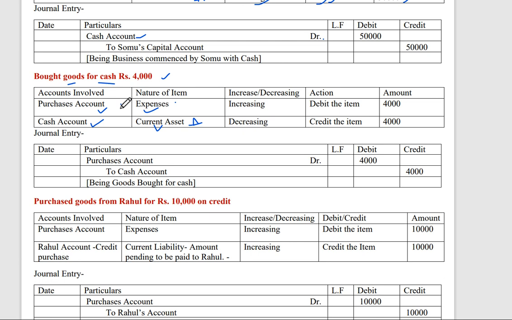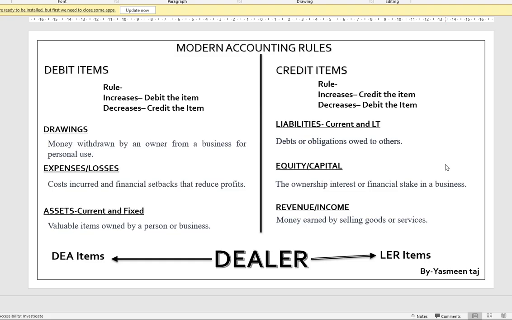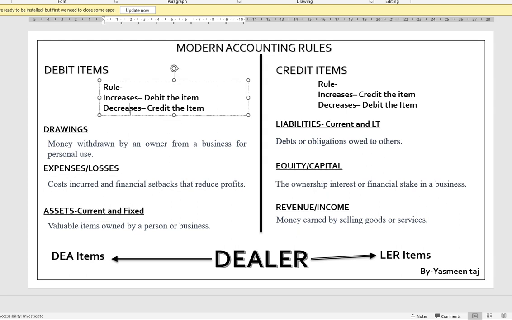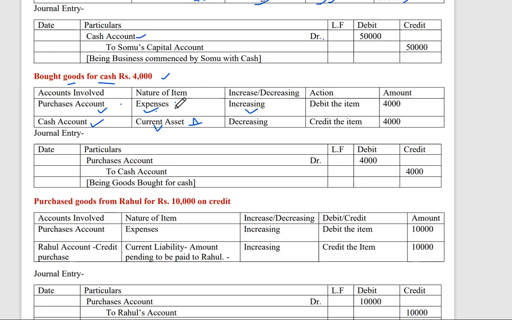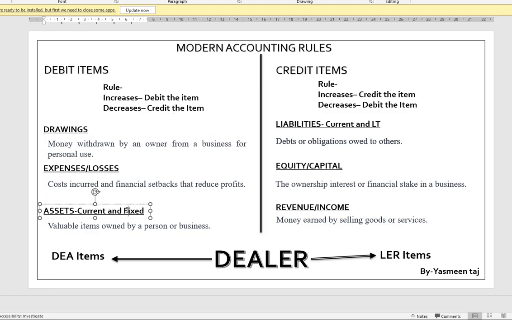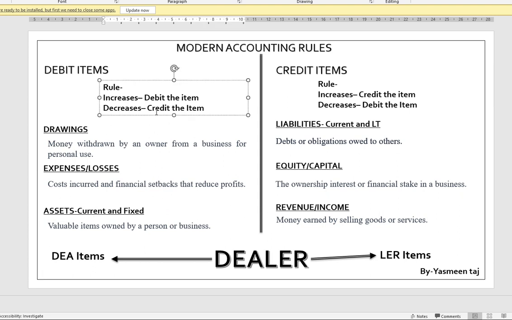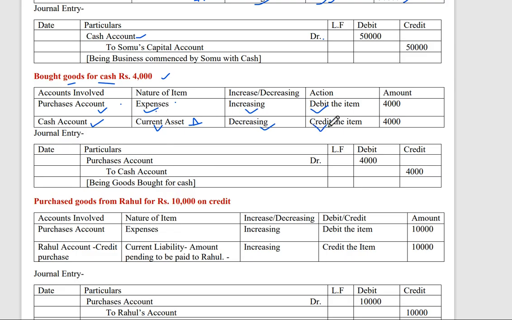When we are purchasing something, we are paying the money, so expenses are increasing. When expenses increase, as per the rule, the expenses item on the left side is increasing, so we have to debit the item. And cash, as we are buying the goods by paying cash, that asset is decreasing here. When the asset decreases, we have to credit the item.